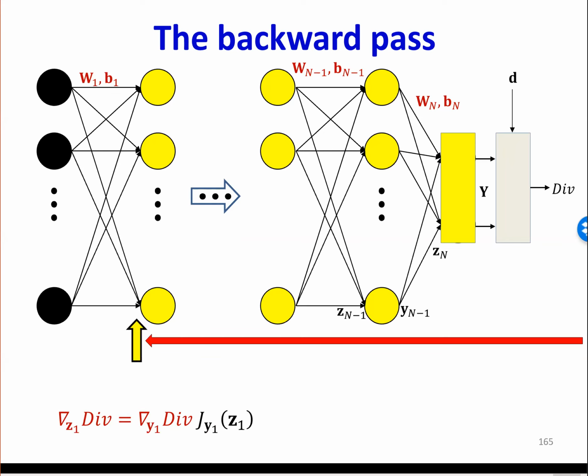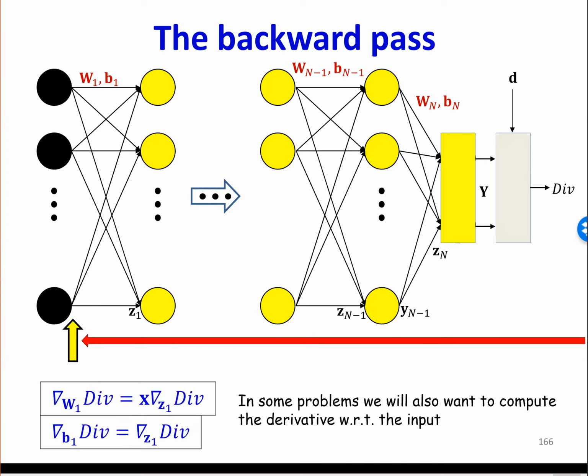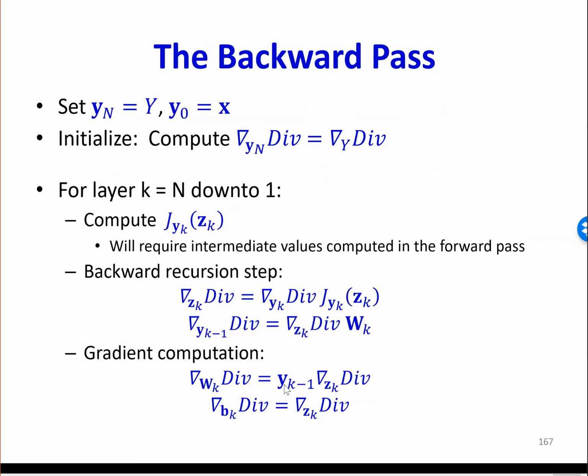And then I can just keep following this rule, right? I can keep going backward, and eventually, using the same way, I'm going to compute the derivative with respect to the affine value at the first layer, and then the parameters at the first layer, and if necessary, even the derivative of the divergence with respect to the input. For the first layer, of course, the derivative for W1 is the input x times the derivative with respect to z.